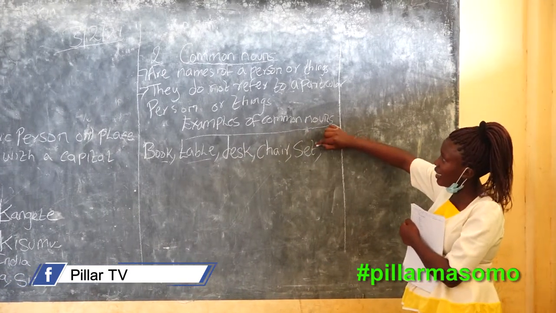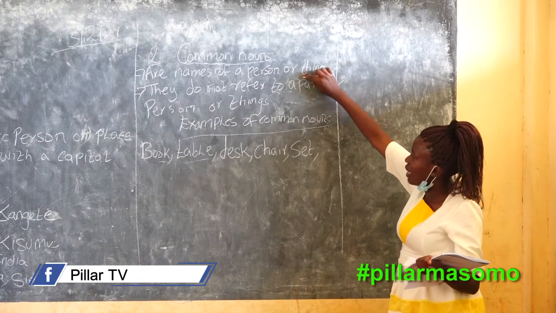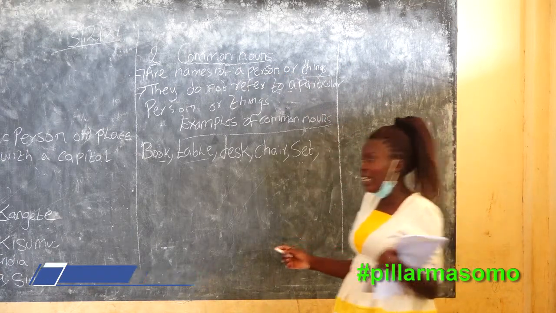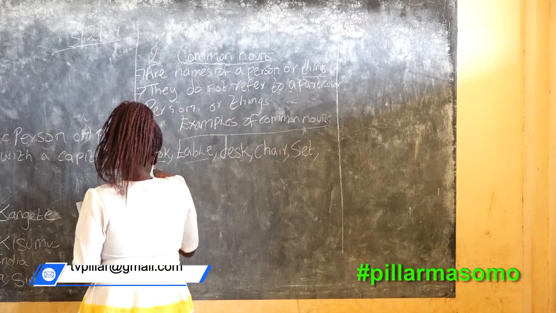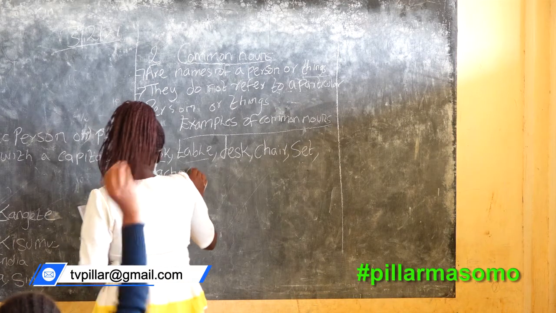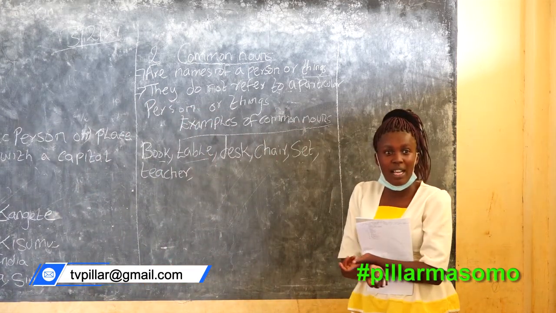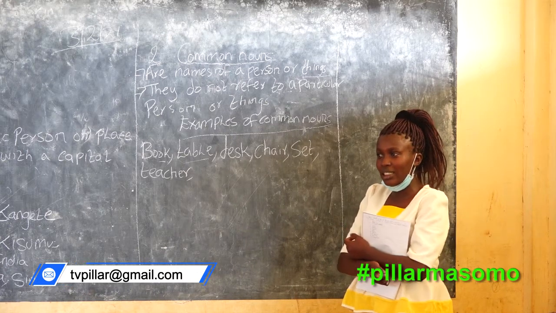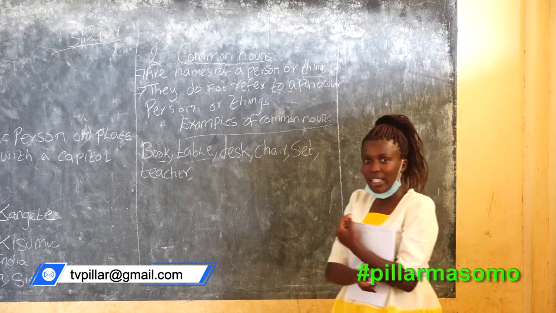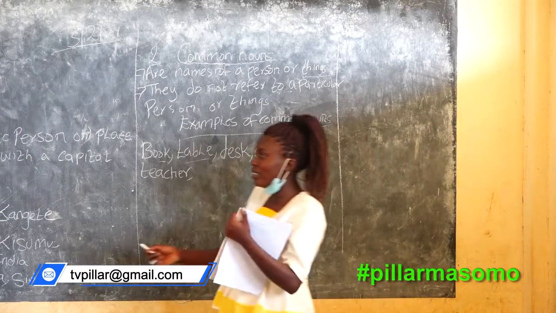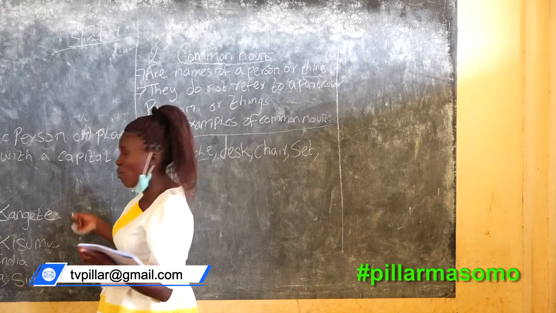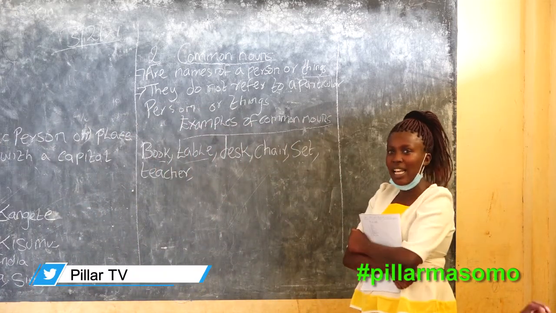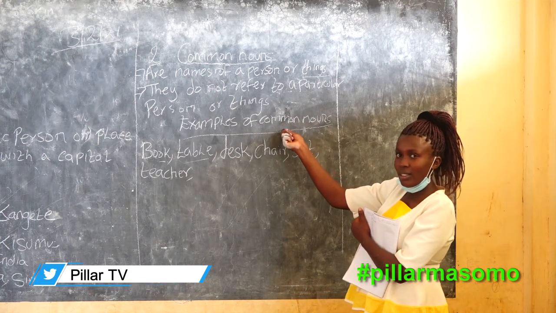You can see these are examples. They are referring to things and not about a person. In a person, you can say teacher. Okay? Teacher is a person, but not a particular one. We have not mentioned the name of that teacher. For example, Teacher Maureen has the name Maureen. But when you say teacher, we say teacher is a common noun.